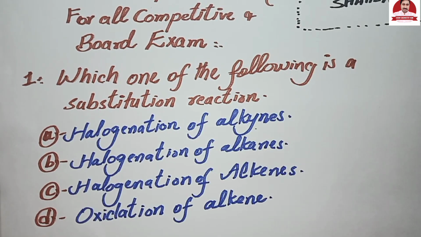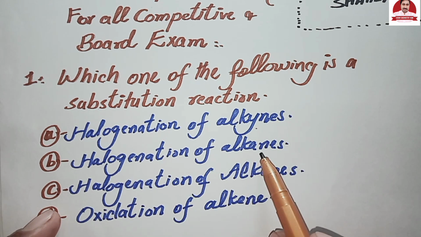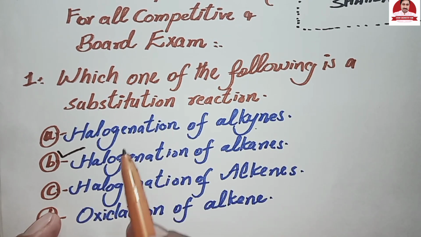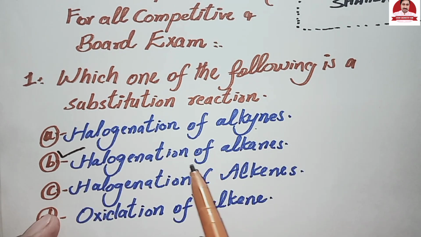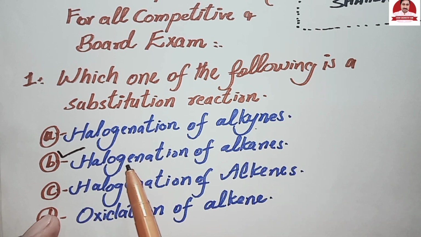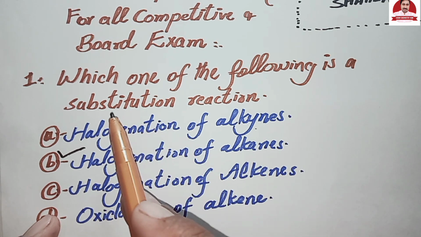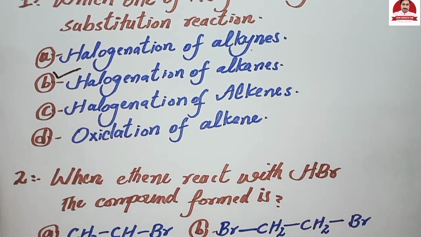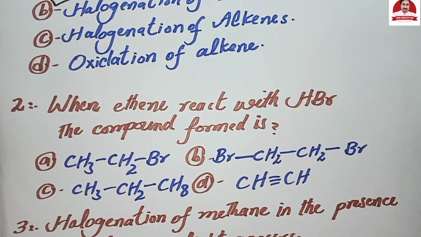So the option B is correct. That is, the substitution reaction is the characteristic of alkane. So halogenation of alkane occurs in the substitution reaction. Next question, question number 2.